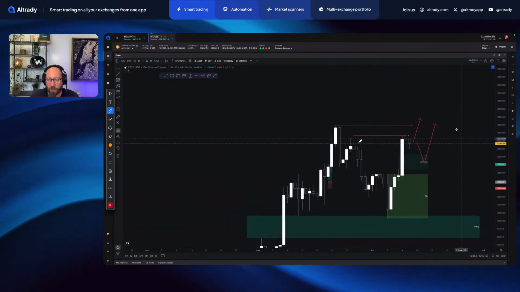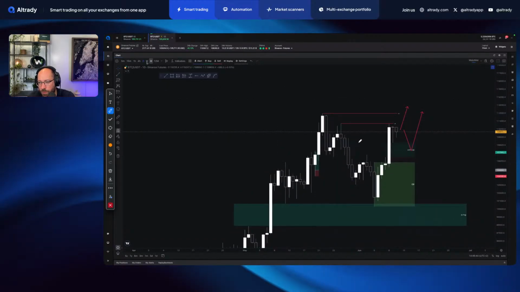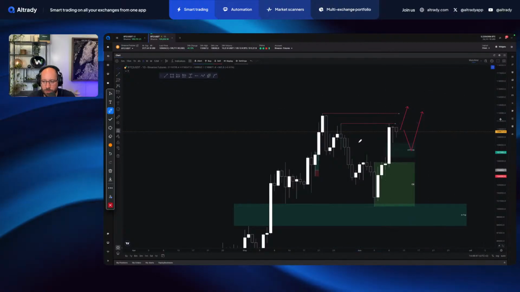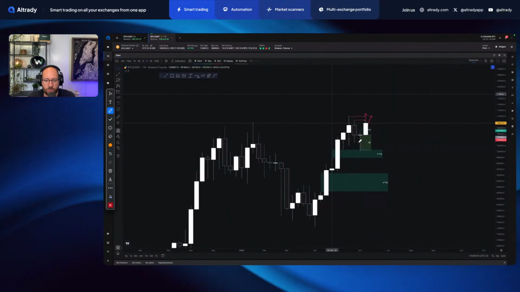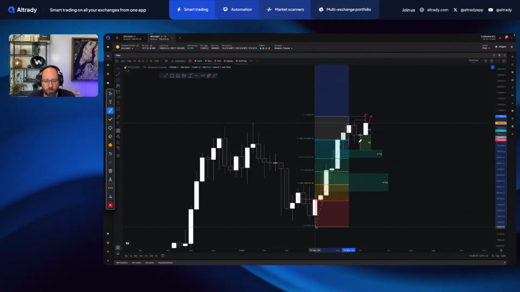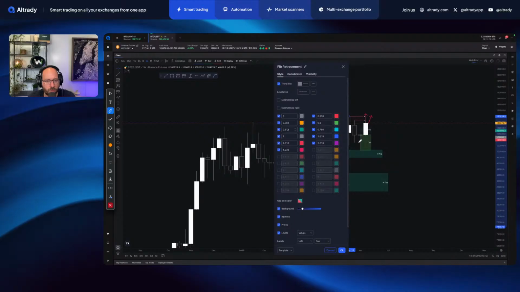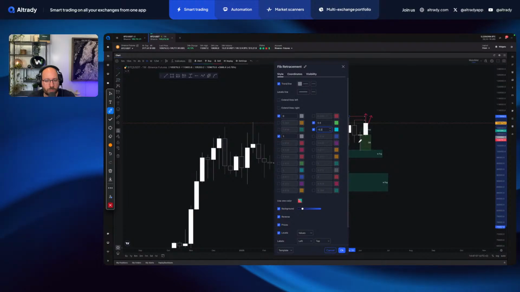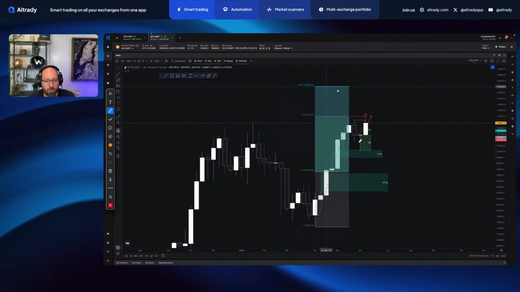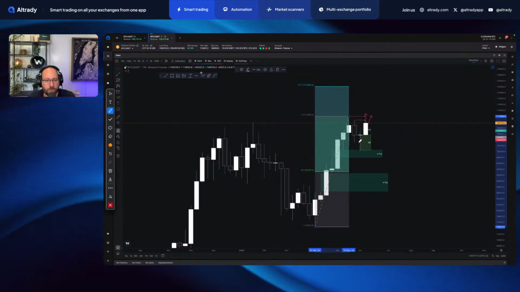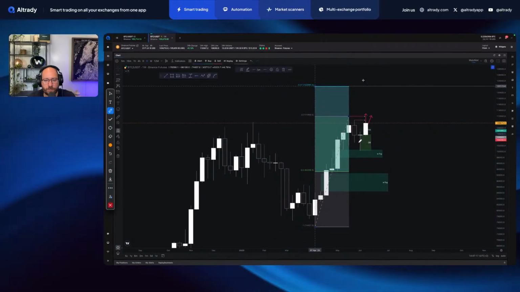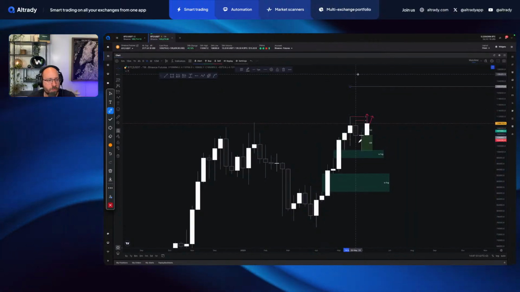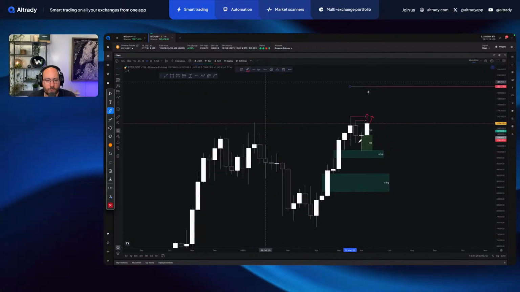But the targets are at 112 and 111. I also want to set this Fibonacci that I had. Let me quickly do that. So 122 is the possible target when we have a new all-time high. It's something to look for.